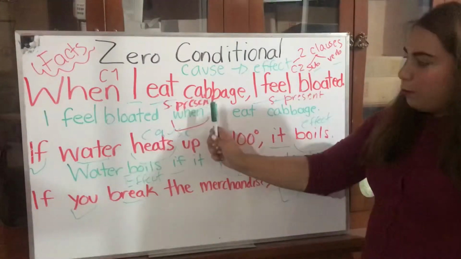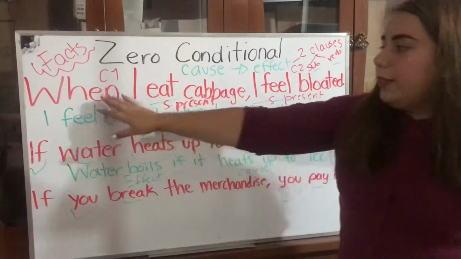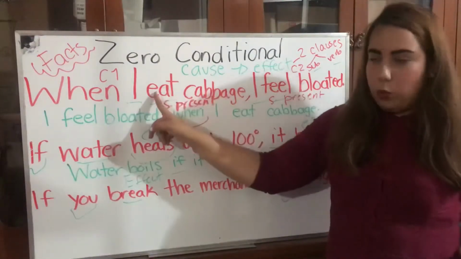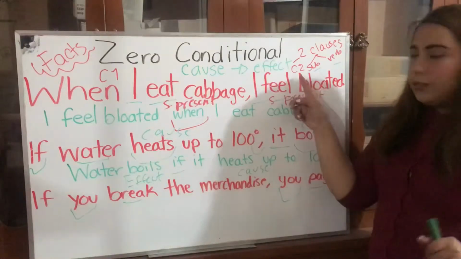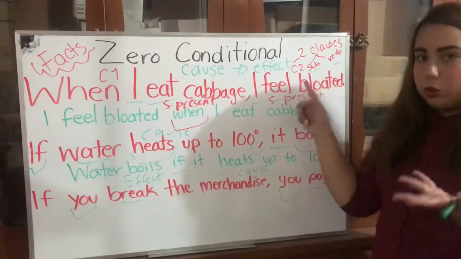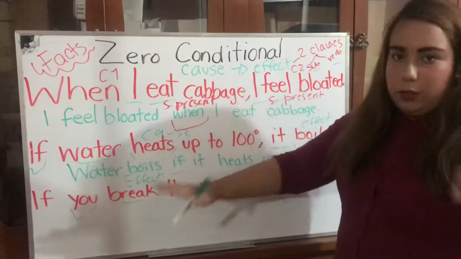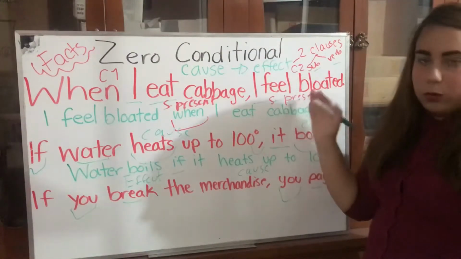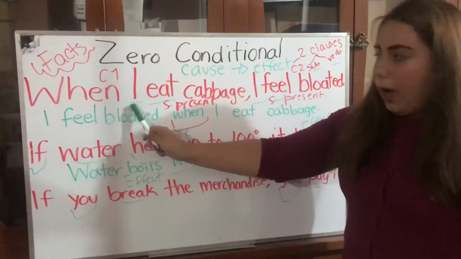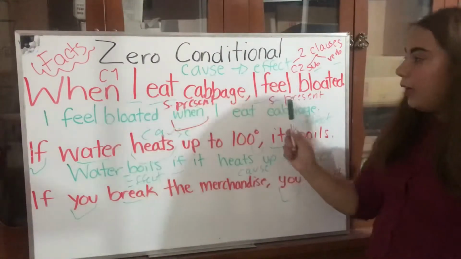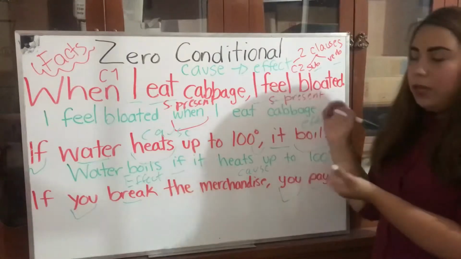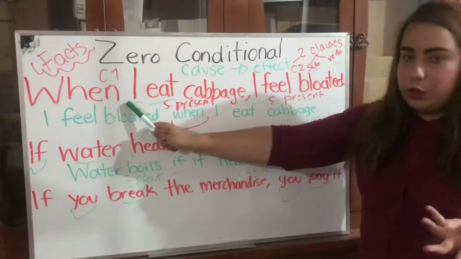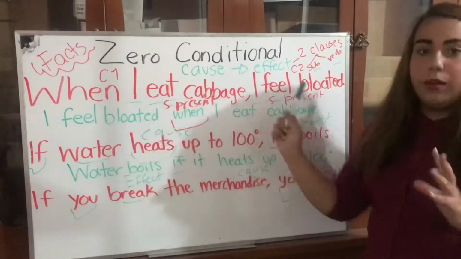Ok, veamos este primer ejemplo. Tenemos, when I eat cabbage, I feel bloated. When I eat cabbage, esta es clause 1, ok? I feel bloated, this is clause 2, es clause 2, ok? Entonces, por lo tanto, aquí tengo que tener sujeto y verbo, y acá también tengo que tener sujeto y verbo. Aquí tengo el sujeto I y el verbo eat. Acá, en esta clause 2, tengo sujeto I y el verbo feel, ¿ok? Entonces tengo subject, subject, verb, verb.